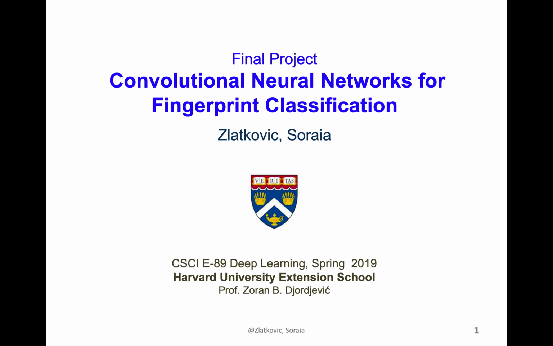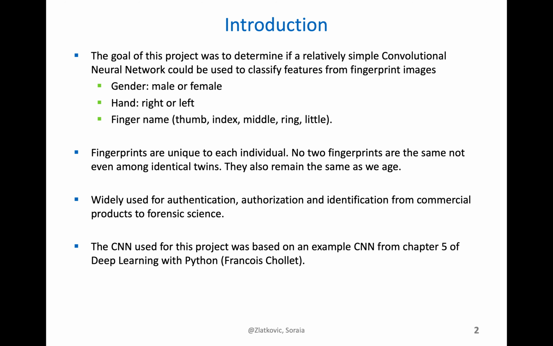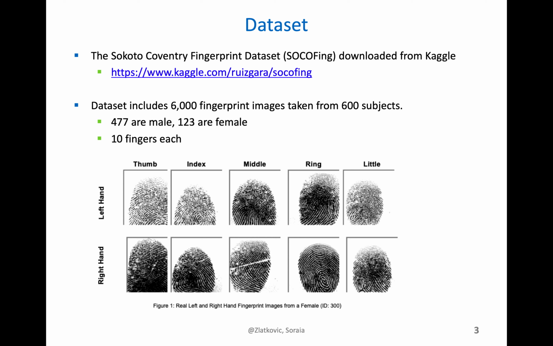My name is Soraia Zlatkovic, and today I'll be presenting my final project, which was on convolutional neural networks for fingerprint classification. The goal of this project was to see, given some fingerprint images, if I can classify them by gender, hand, and finger name.